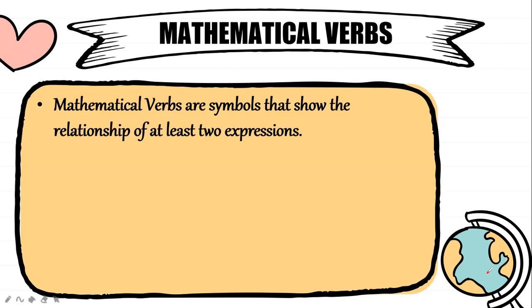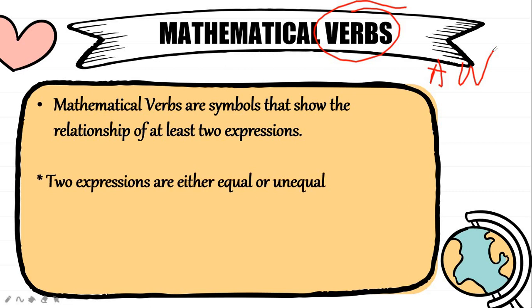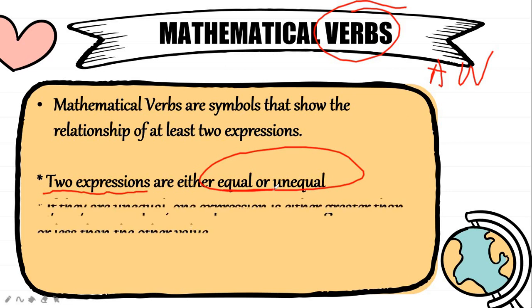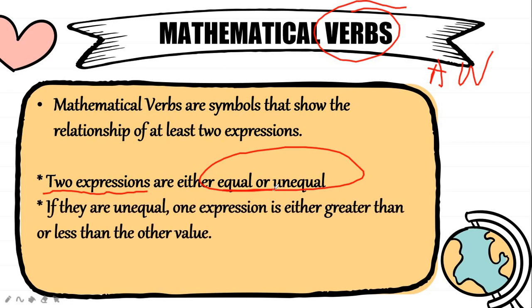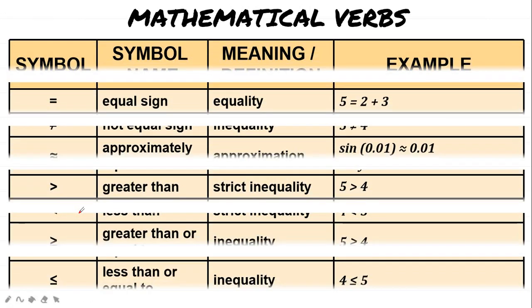Continuing, we have mathematical verbs. Mathematical verbs are symbols that show the relationship of at least two expressions. Just like in English sentences, we all know that verbs represent action words. Two expressions are either equal or unequal. These mathematical verbs can show that two expressions are either equal or unequal, and if they are unequal, that one expression is greater than or less than the other value.